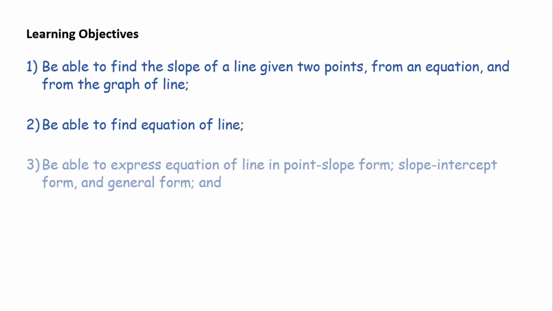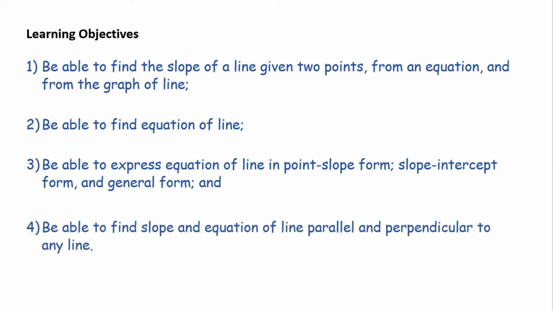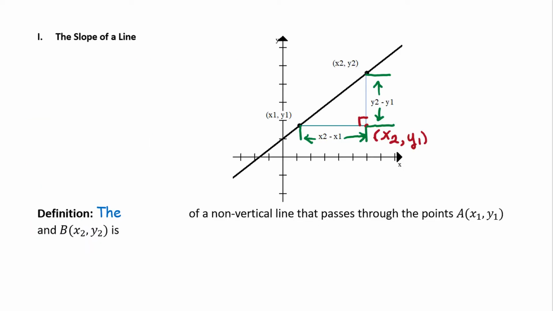3. Be able to express the equation of a line in point-slope form, slope-intercept form, and the general form. And 4. Be able to find the slope and equation of the line that's parallel and perpendicular to any other line. Roman numeral 1. The slope of a line.